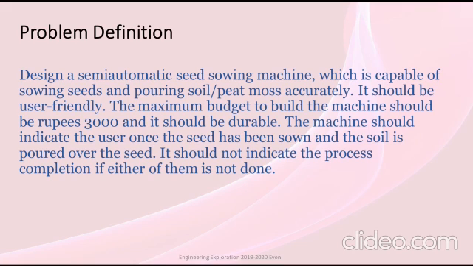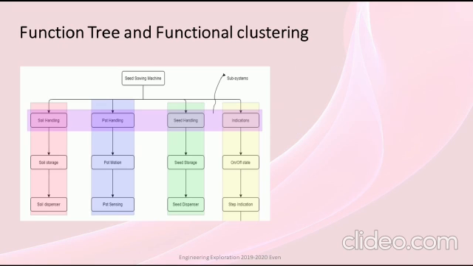Problem definition. To design a semi-automatic seed sowing machine which is capable of sowing seeds and pouring soil or peat moss accurately, it should be user-friendly. The maximum budget to build the machine should be Rs 3,000 and it should be durable. The machine should indicate the user once the seed has been sown and the soil is poured over the seed. It should not indicate the process completion if either of them is not done.